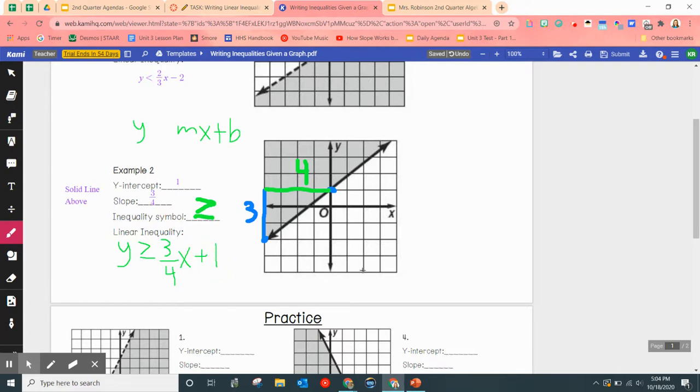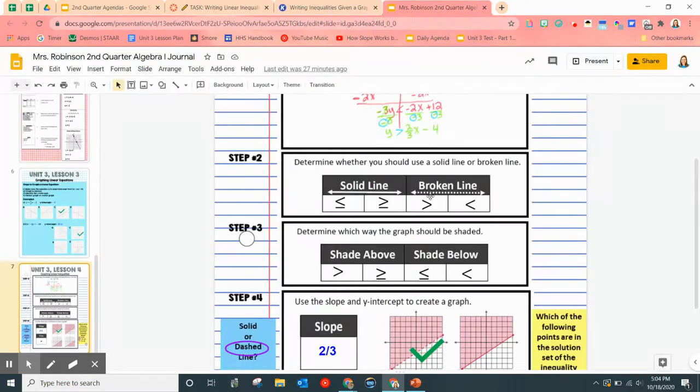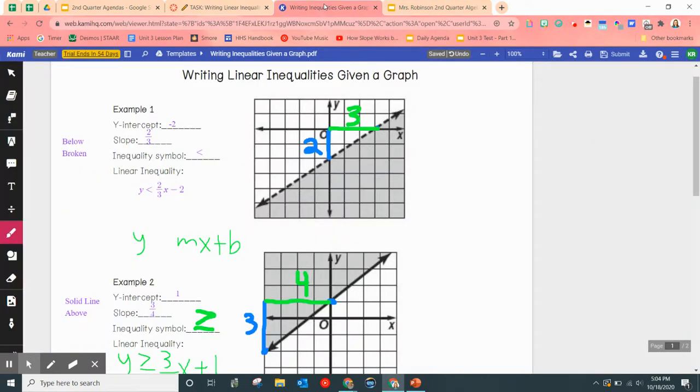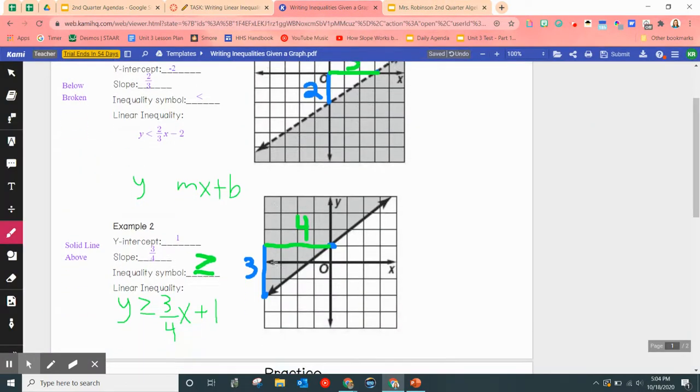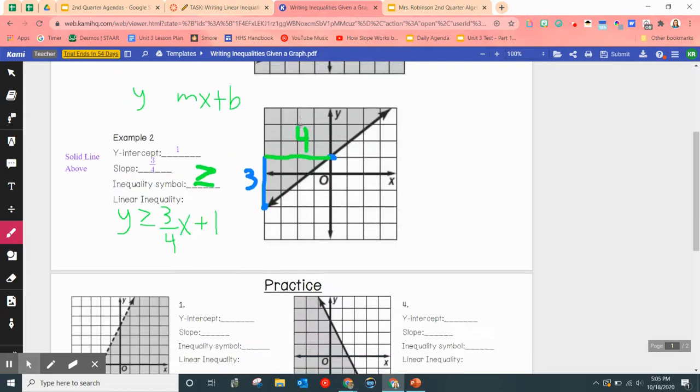So there, we've just written 2 inequalities by just figuring out the pieces. So these pieces are key. The symbol may be the trickiest one, but go back and refer to your notes from yesterday because you should have dragged these over into your notes. So it's going to tell you whether or not you need to have a solid line, broken line, above or below. So remember, if it's shaded below, it's less than. If it's shaded above, it's greater than. The line underneath the symbol depends on the line on your graph. Is it solid or broken?